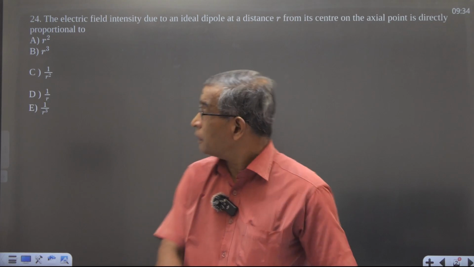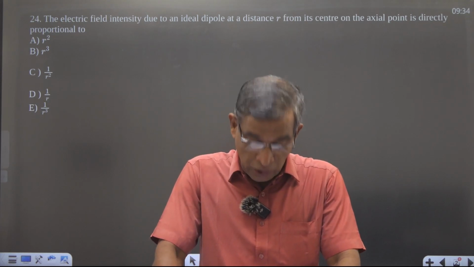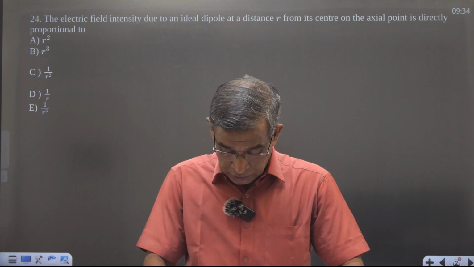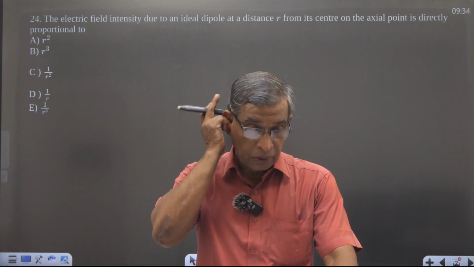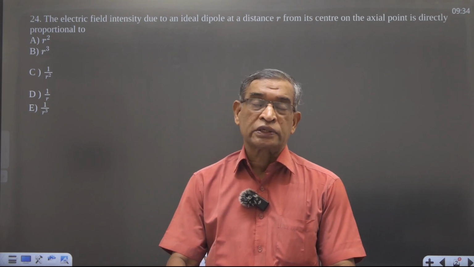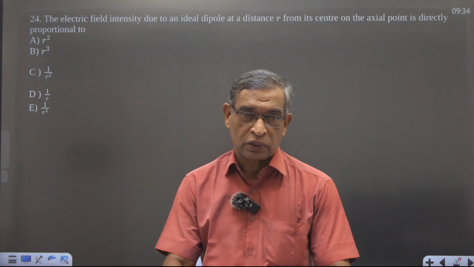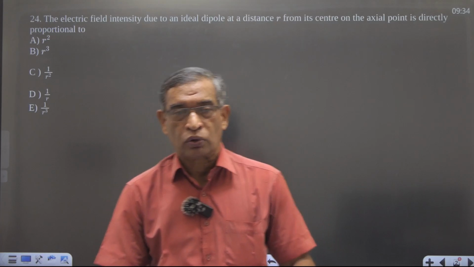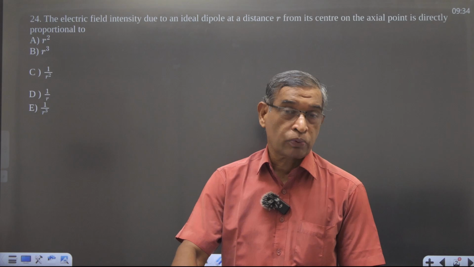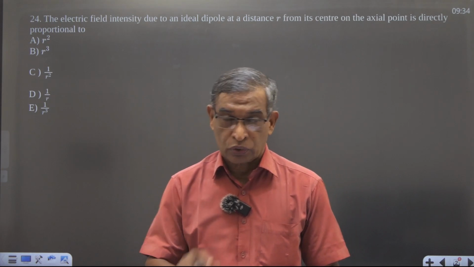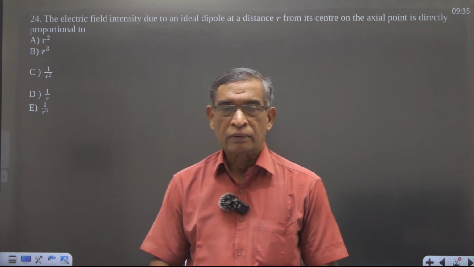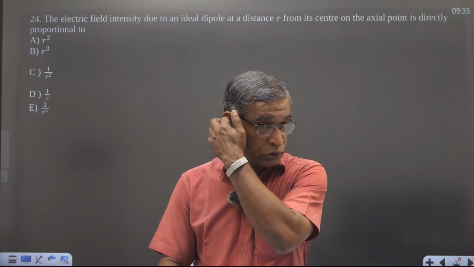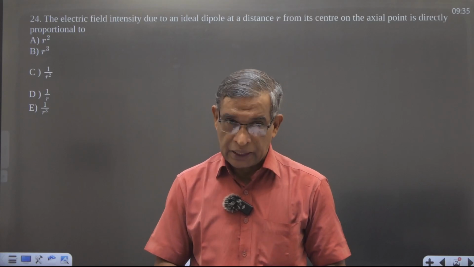The electric field intensity due to an ideal dipole at a distance r from its center on the axial line is directly proportional to... Make the relation that you derived in your classes: what is the field along the axis of a dipole, axial point as well as equatorial point, and the relation between them, all known to us. For an equidistant point along the axial line and an equidistant point on the equatorial line, the ratio is equal to 2:1, etc. Here that data is not required.